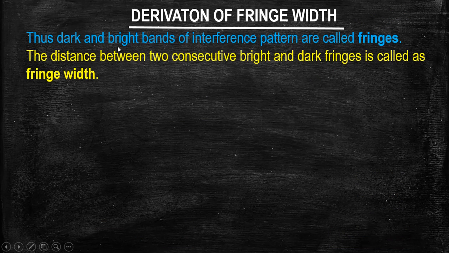Now we go to the derivation of the fringe width. Thus dark and bright bands of interference pattern are called fringes, and the distance between any two consecutive bright or dark fringes is called fringe width.